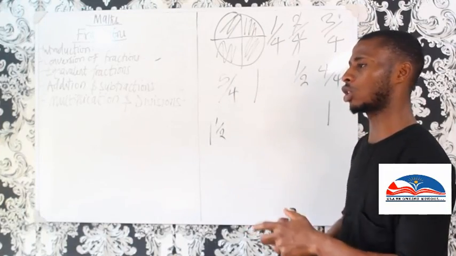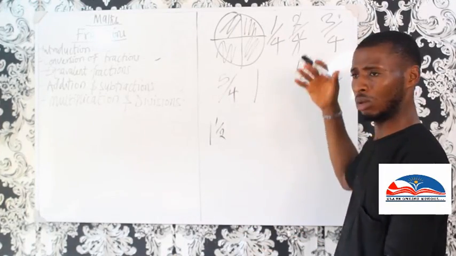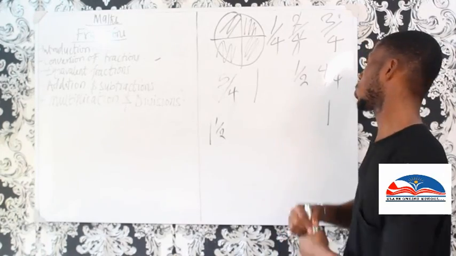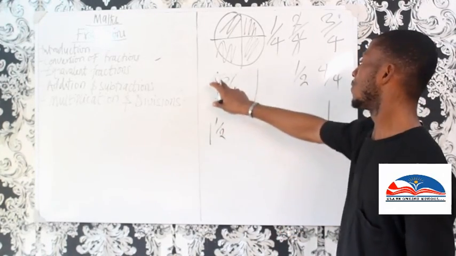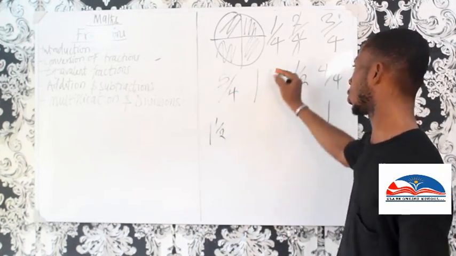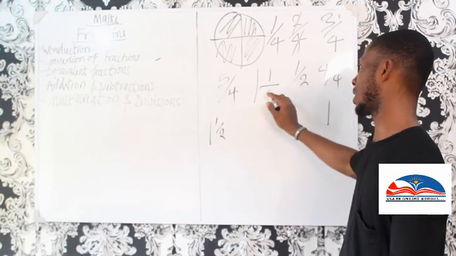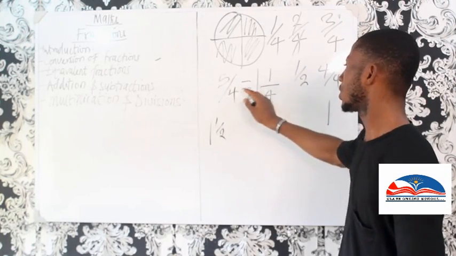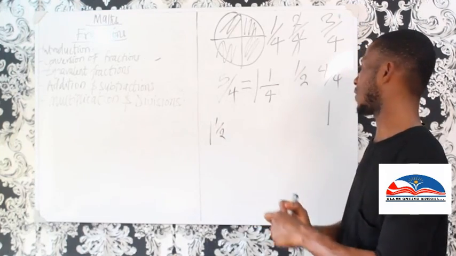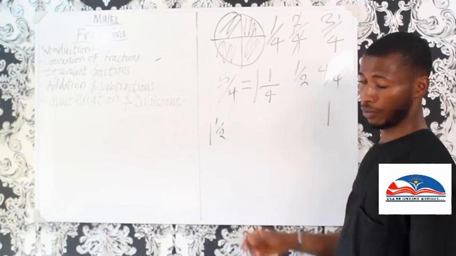If you press your calculator, you see 1.25. But this means 1 remainder 1. 5 minus 4 will give us 1. So the remainder 1 all over the number of people that share it, 4. So this 5 over 4 in mixed fraction is 1 and 1 over 4.